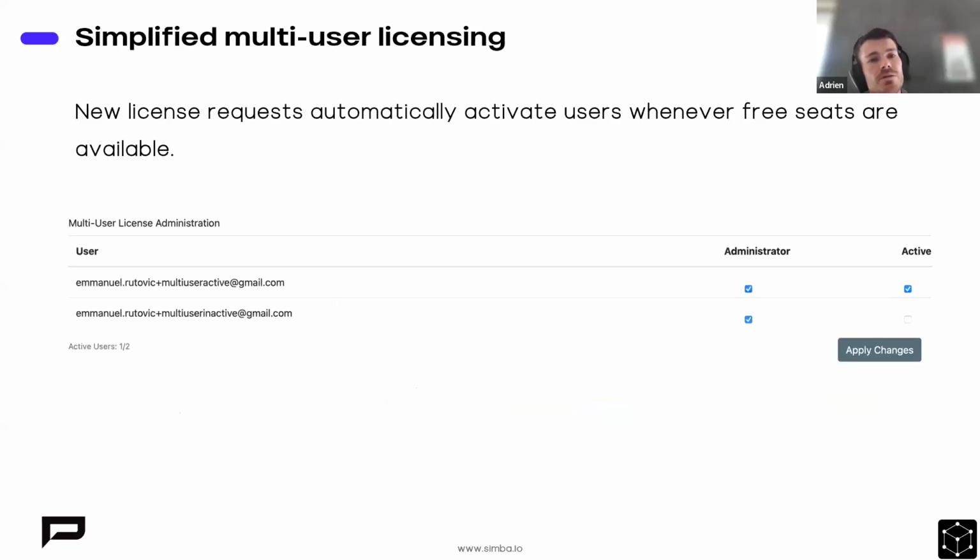And also we have simplified the multi-user licensing system for our customers who use a multi-user license. So whenever free seats are available, new license requests automatically activate users. So the users are automatically activated when free seats are available. That's the main things.